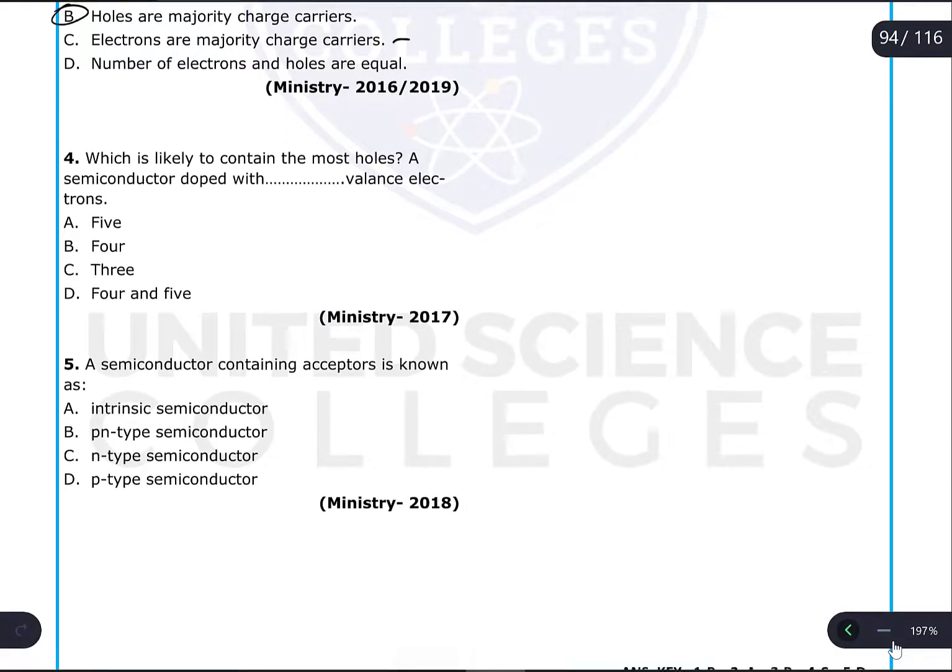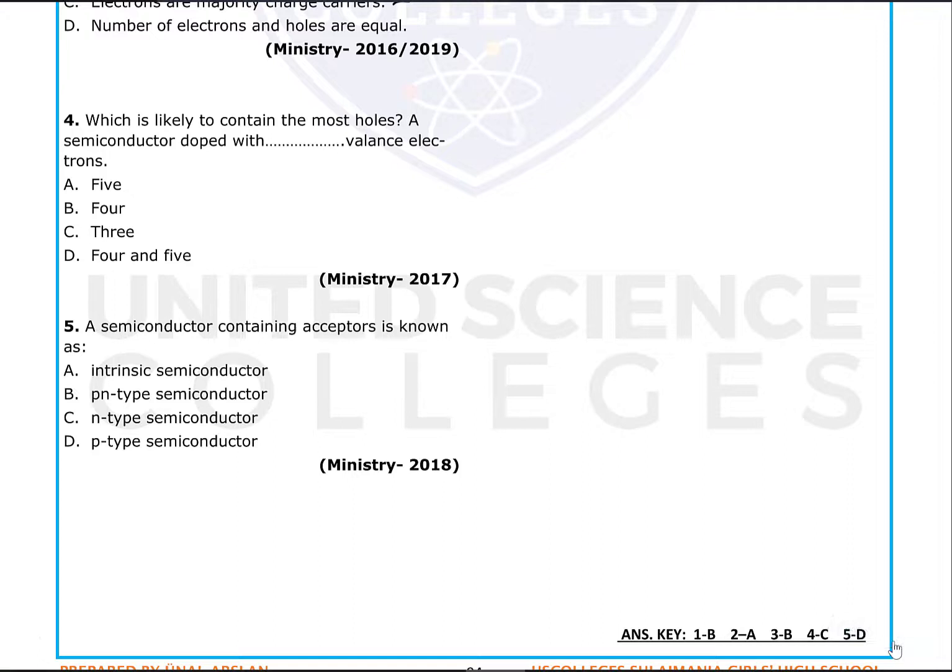Question number 4. Which is likely to contain the most holes? A semiconductor doped with 3 valence electrons, because intrinsic semiconductors, just like germanium and silicon, have 4 outermost electrons. When we add an impurity atom with 3 valence electrons into this structure, all 3 make bonding, and the location of the 4th one stays empty. So this empty place is called a hole.